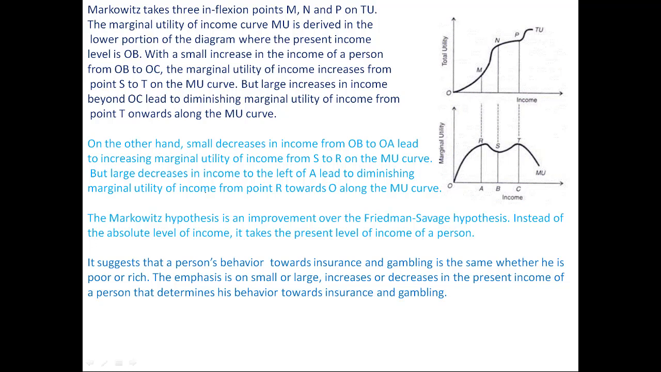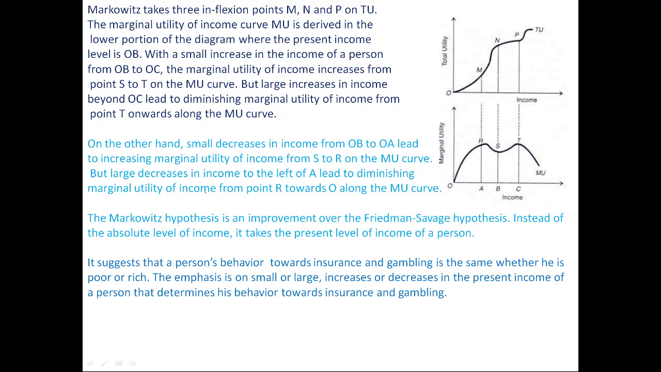So here is the graph of the Markowitz theory. Here is the aim and P, the three inflection points on TU. Here is the marginal utility curve. Here is the total utility curve. Here is income measured. Here is the marginal utility measured. Here is the total utility measured. The marginal utility of income curve M is derived in the lower section here.